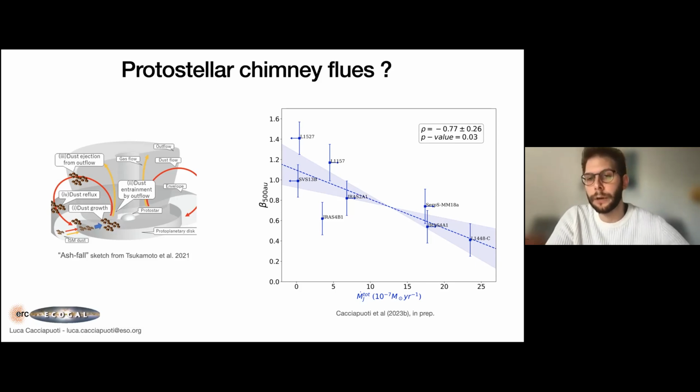We're also working on the outflows, but with the jets, we see that the stronger the jets are, the lower the beta in the envelope, so the larger the grains. So it seems that when you have strong jets, you shoot larger and larger grains into the envelope.